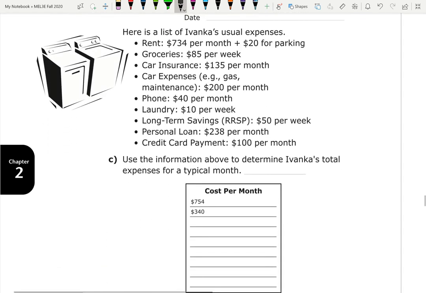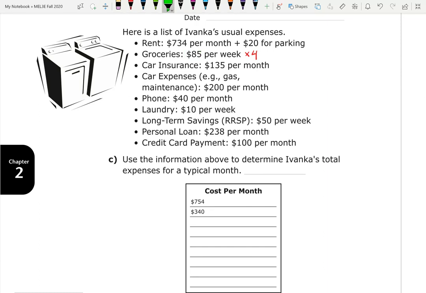Here is a list of Ivanka's usual expenses. Use the information above to determine Ivanka's total expenses for a typical month. So the first 2 are done for us. It says rent is $734 plus $20 for parking. So that's where that $754 comes from. And then groceries is $85 per week. We're going to multiply that by 4, and that's where that $340 comes from.